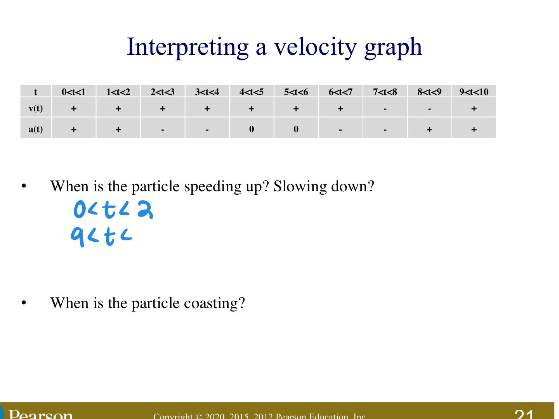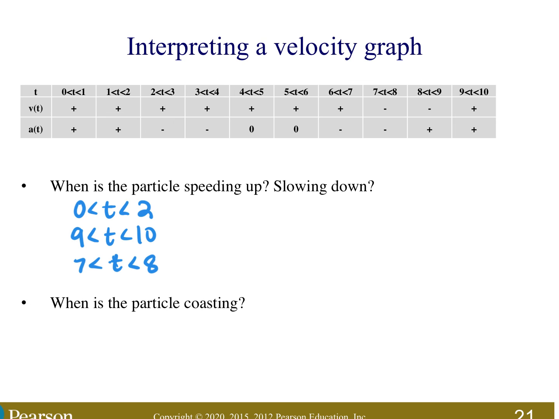So why do you think it's speeding up in those areas? Because the velocity and the acceleration are positive. Any other places? Bella? 7 to 8. Why 7 to 8? Because they're the same sign. They're also the same sign, and so it's also speeding up. It's going a different direction, but it's still speeding up.